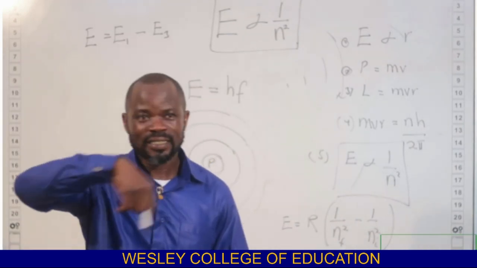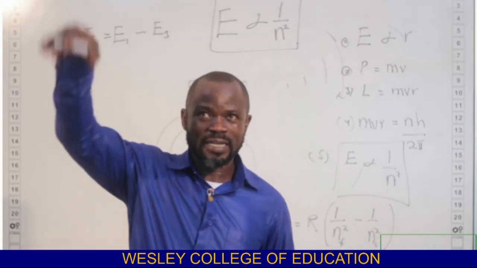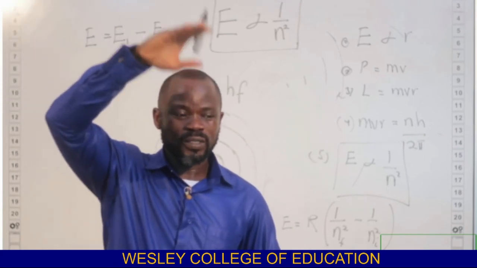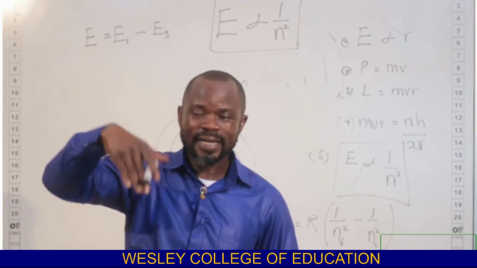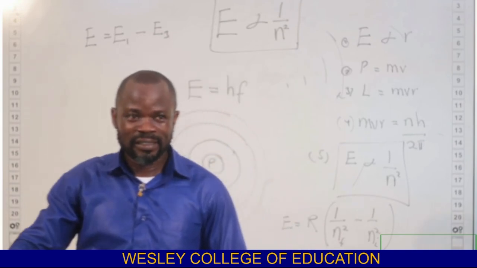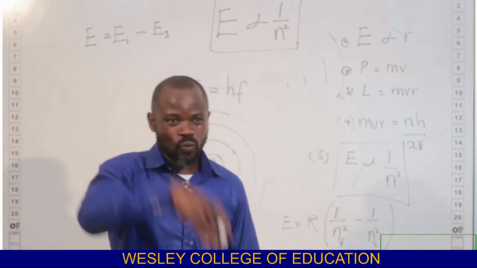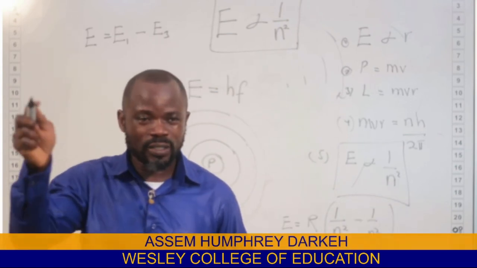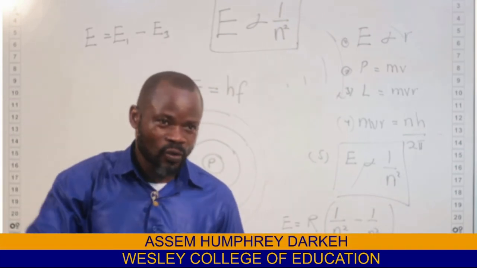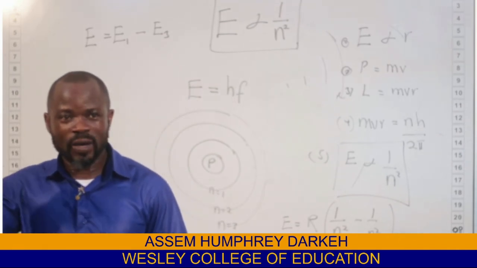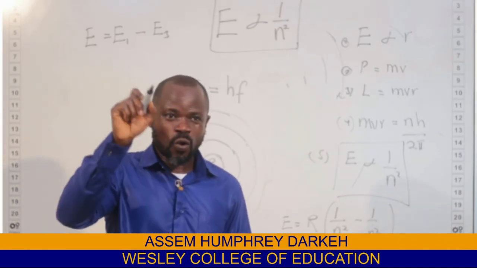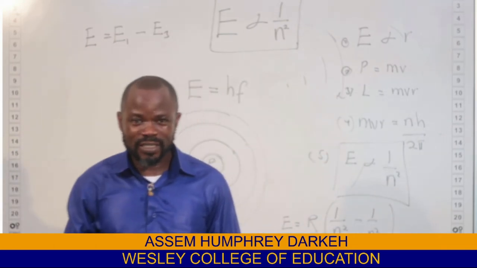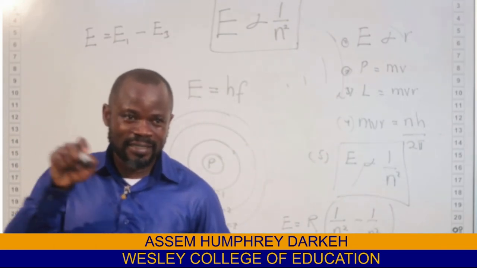there are 6 orbits, so 6 energy levels, n equals 6. So that electron drops from n equals 6 to n equals 1, or n equals 5 to n equals 1, or n equals 4 to n equals 1, or n equals 3 to n equals 1, or n equals 2 to n equals 1, then we'll call this the Lyman series. It's called what? Lyman series.